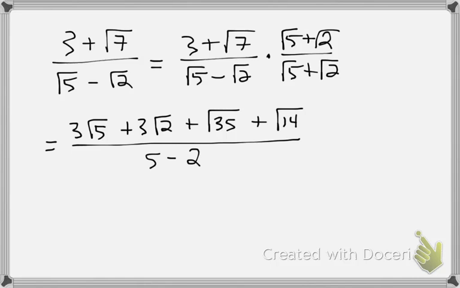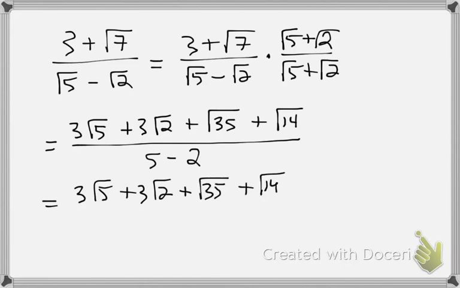Now, here's the perhaps good news. That's it for the top. There's nothing else to be done up there. None of those are like radicals. None of them reduce. So 3 root 5 plus 3 root 2 plus root 35 plus root 14 over 3. And we've rationalized the denominator. No, they don't all have a 3 in common. That's it. Walk away. Step away from the rationalization.